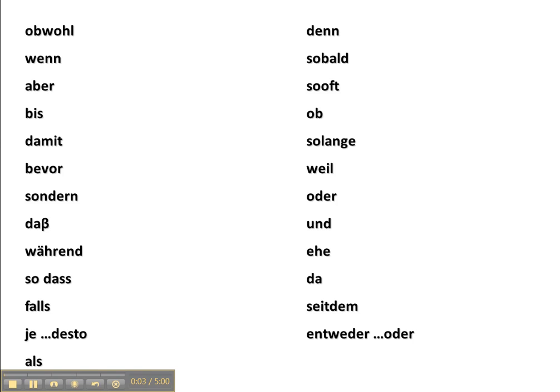Today we're going to talk about conjunctions, both coordinating and subordinating in German. So we're going to start with just a list here of some of them. Obwohl, which means although. Denn, which is because. Wenn, which means if or whenever. Sobald, as soon as. Aber, but.